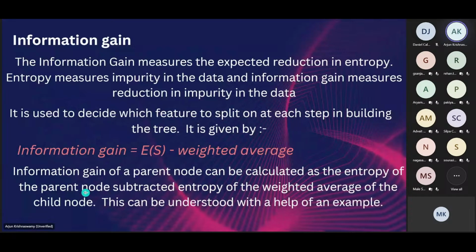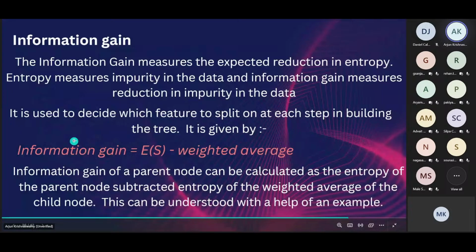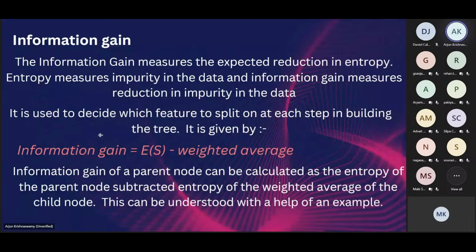So this is entropy. Now we look at information gain. Information gain measures the reduction in entropy. So our aim is to reduce entropy, right? Because we want to get purity in our data set. We want to achieve pure nodes or leaf nodes. That is done using information gain. The split which gives us the maximum information gain is the split we use to build our tree. It'll make more sense when I give the example.